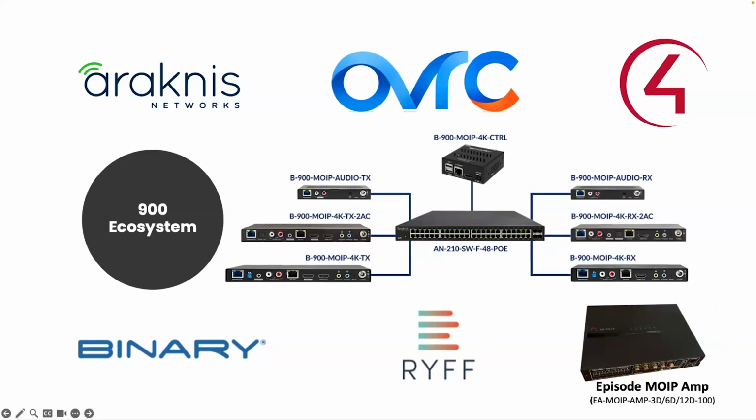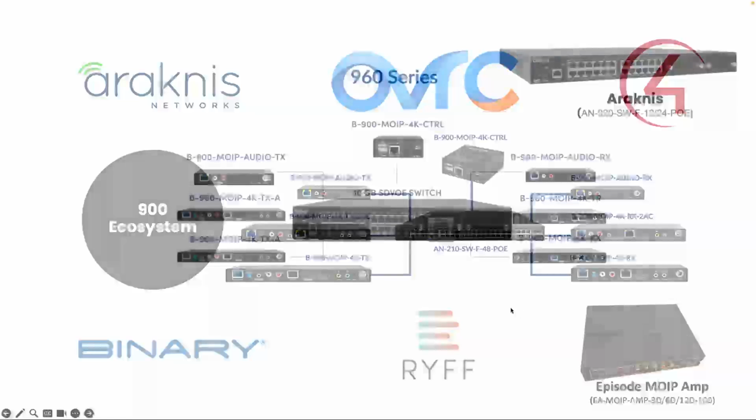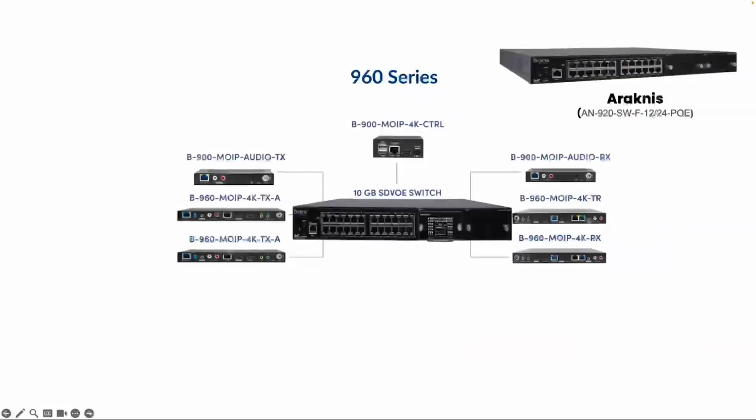So the 900 ecosystem enables custom integrators to quickly and easily build a media distribution system that is scalable and provides visually lossless video quality and premium sound without audio delay. So as great as that sounds, we've even expanded with our 960 series.